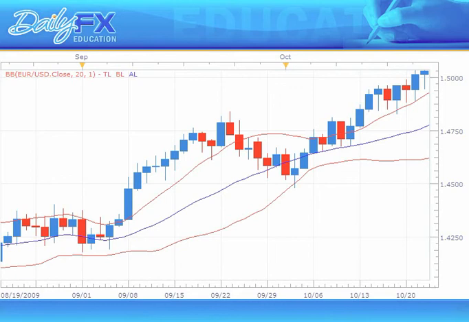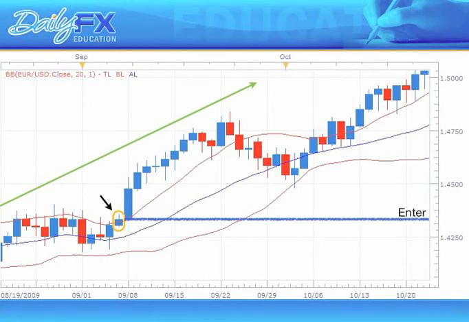To enter a trade, we first identify the direction of the trend. With the euro-dollar being in an uptrend, we wait for a break above the 1 standard deviation upper band as our entry signal to go long. A successful break above the band occurred when a blue candle closed above the upper band. Then we enter on the open of the next candle.